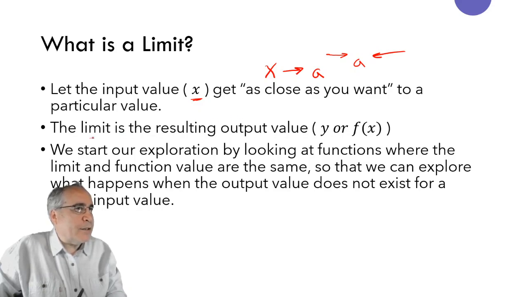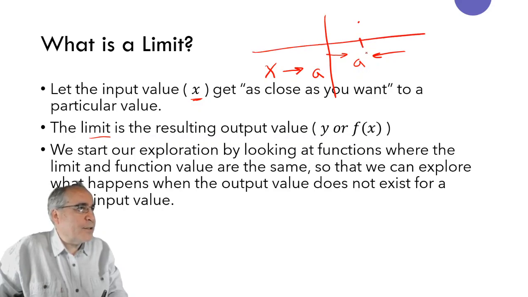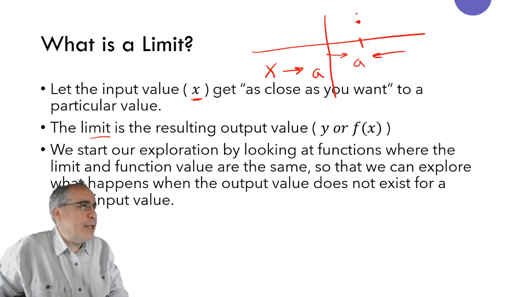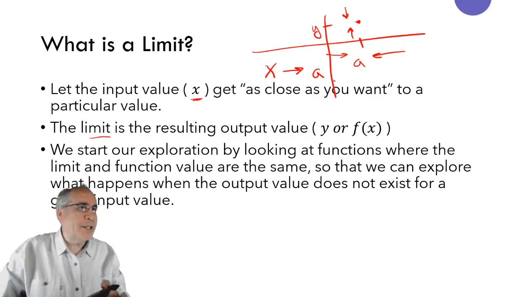And what the limit is, it's what the output value is. So say this is on a graph, and this a is an x value. What we're looking at is, as we get close from the left and the right, the limit will be what y value we're getting close to. So what particular y value we arrive at, that's what the limit is.